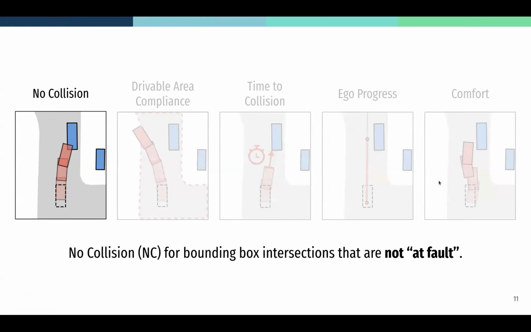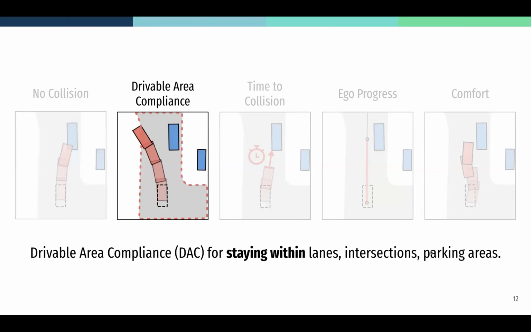We see if there's an intersection between bounding boxes, with the additional check that these intersections are due to error in the ego vehicle. Because, as you saw, since we have this non-reactive simulation, we don't want to penalize situations in which another vehicle runs into you from behind, for example. So we need some heuristics for this. We check if we're staying within the drivable area.